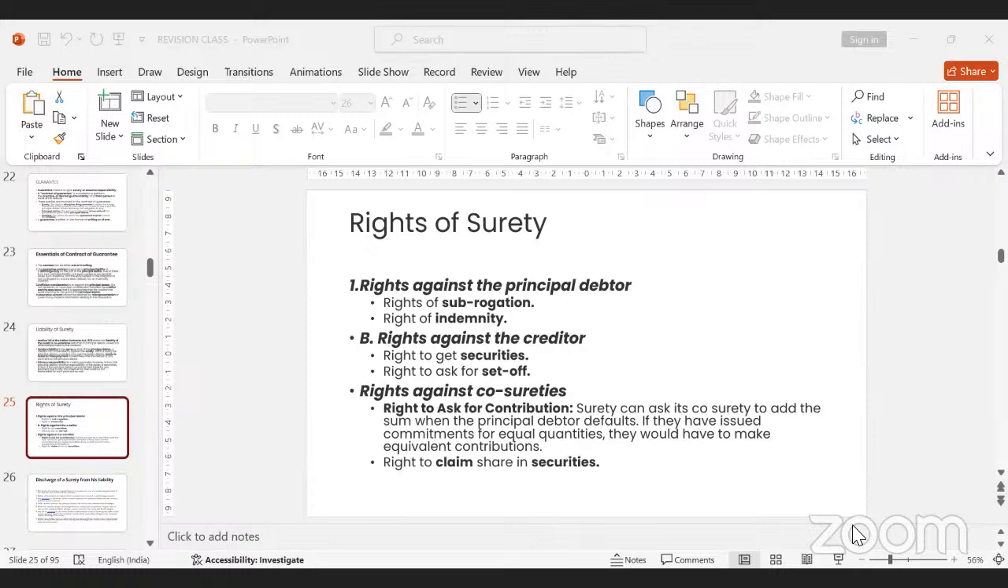Surety also has rights against the co-sureties. Co-surety means he or she has the right to ask for contribution. So there are 3 people who have signed as guarantors. And if 1 lakh rupees is to be paid now, that 1 lakh rupees should be equally distributed between all the 3, and all of them would be asked to pay the money. Right?